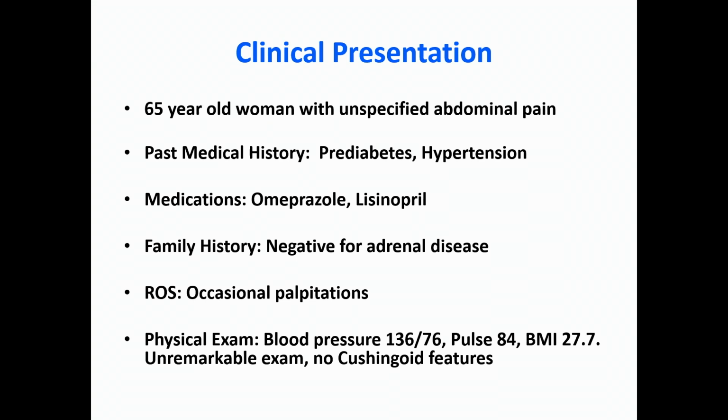And I wanted to just give a clinical presentation of a patient who potentially could be in your clinic. For example, a 64-year-old woman who had unspecified abdominal pain. Her past medical history includes prediabetes and hypertension. The medications she's taking include omeprazole and lisinopril. Her family history is negative for adrenal disease. On review of systems, it's only positive for occasional palpitation. Her physical exam is notable for a mildly elevated blood pressure of 136/76, normal pulse, slightly elevated BMI of 27.7, and she has an otherwise unremarkable physical exam. She does not appear Cushingoid on her physical exam.